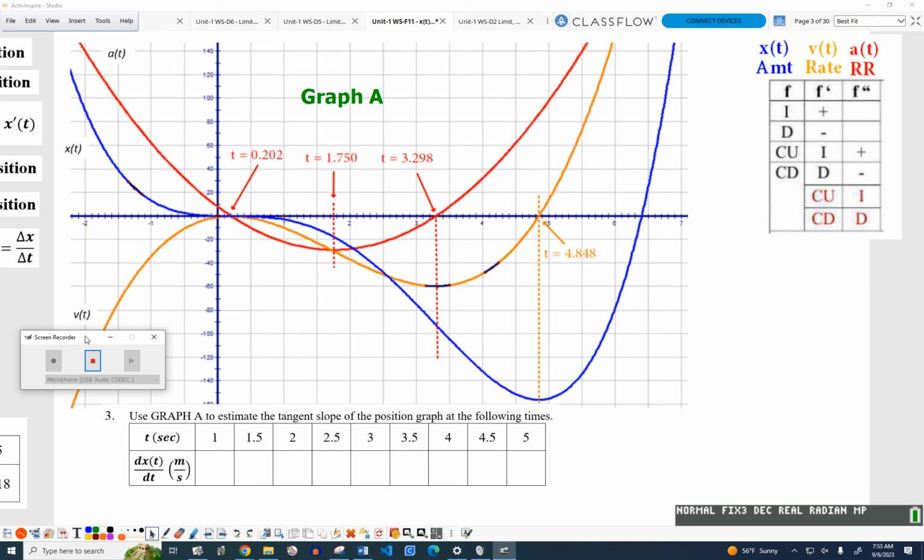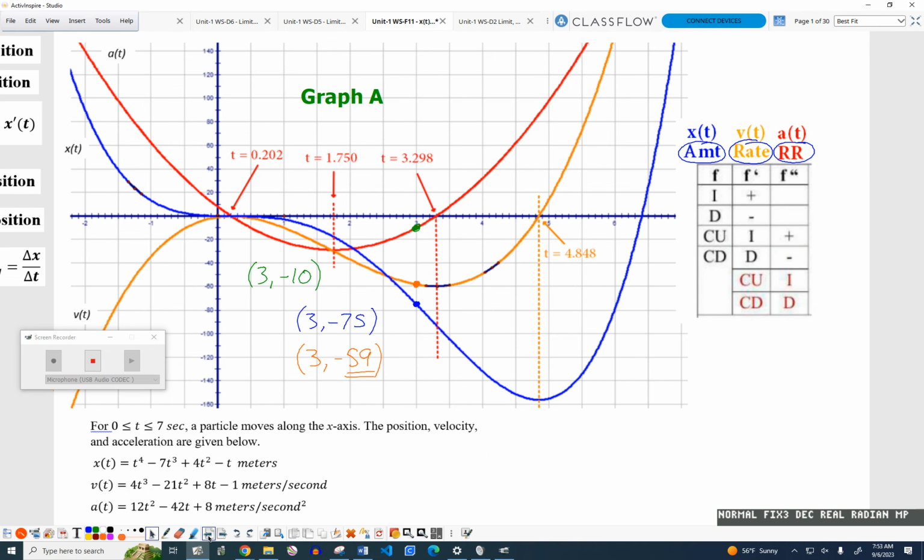It says use graph A to estimate the tangent slope of the position graph at the following times. The key idea is that you have 3 different formulas that are being graphed. You have the position in blue, you have the velocity in orange, and you have the acceleration in red. The position values are not calculated in this problem. The position values were just created. I basically experimented with different formulas until I got a picture that I liked. So that's where the position values come from.